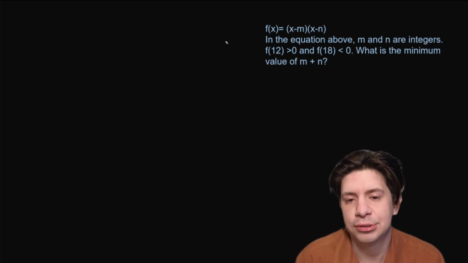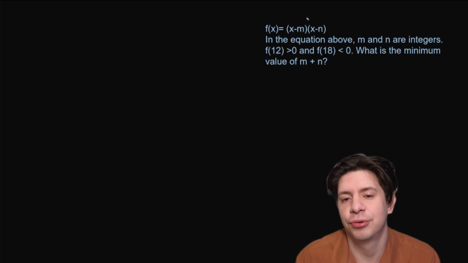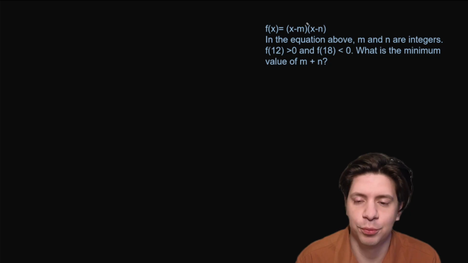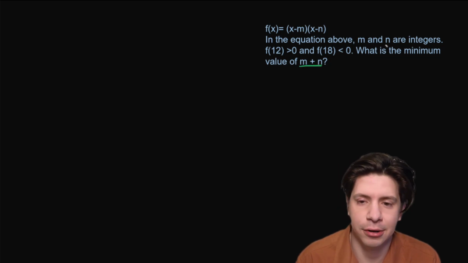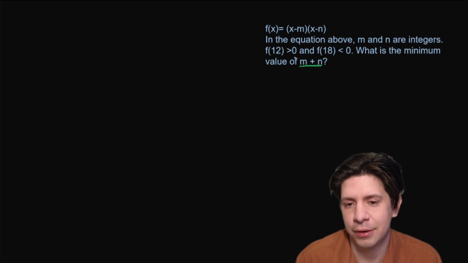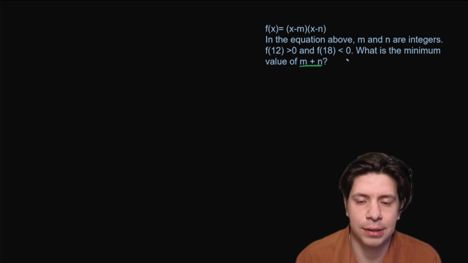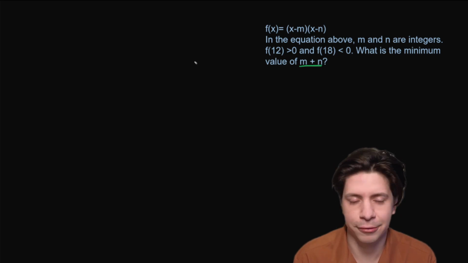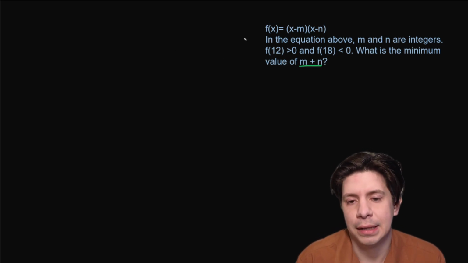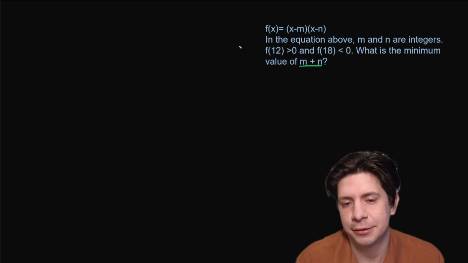All right, so in this one we have a sort of quadratic written factored out, and we have to work with that to find what m and n is. So in the equation above, m and n are integers. f of 12 is greater than 0, f of 18 is less than 0. What is the minimum value of m plus n? So sometimes they'll ask for maximum. You would need other information for that, but let's work on this here.